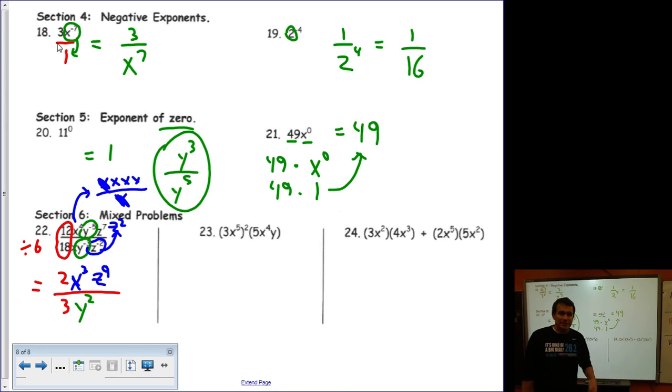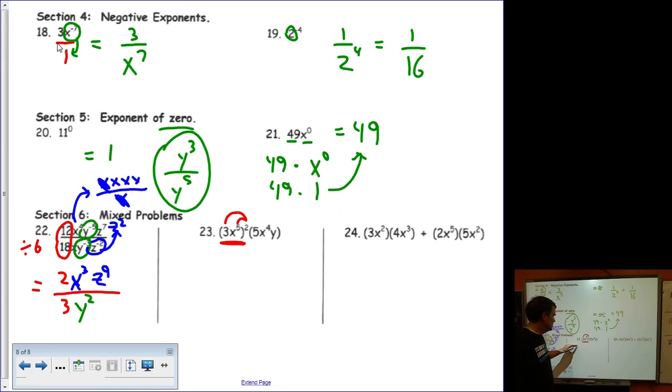Number 23 requires 2 steps. First, we've got to take care of this first term that has an exponent on it. Once we get done with that, we need to multiply it times the second term. All right, so first, let's do the exponent on the first term.